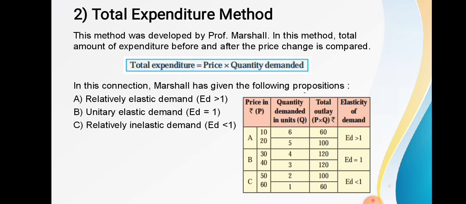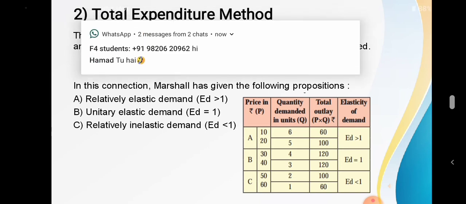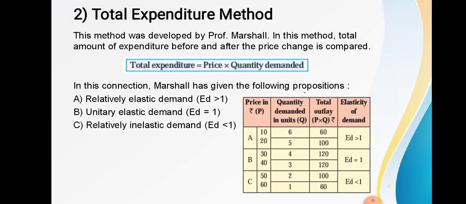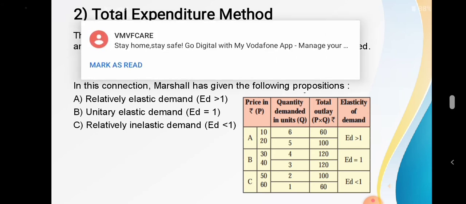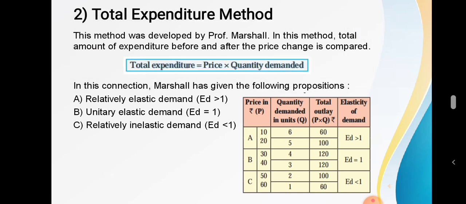Let us come to the second part, that is B. When the price is rupees 30, quantity demanded is 4 kg. When the price increases to 40, our quantity demanded decreases to 3 kg. In this case, when the price is 30, quantity demanded is 4 kg, our total expenditure is 120. And when the price increases from 30 to 40, quantity demanded decreases from 4 to 3, our total expenditure is 120. So when we divide 120 by 120, we get the elasticity of demand, which is equal to 1.